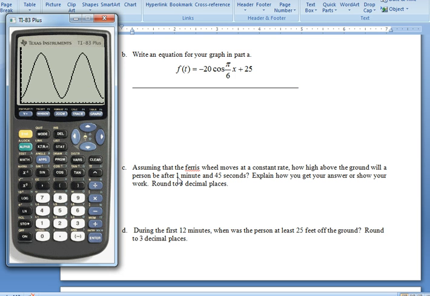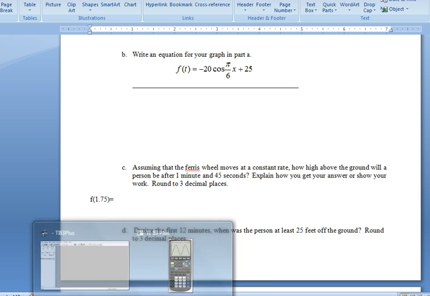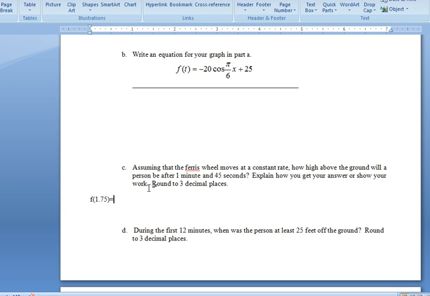Now, this question we talked about before, 1 minute and 45 seconds, is really asking for f of 1.75. That's what we looked at before. And we have to figure out what that equals. So the way that I've been showing people how to do it with their calculator is you press trace and you find the value of the function at 1.75, and this is going to give you the ordered pair. So this answer is 12.824. Okay, so this equals 12.824.